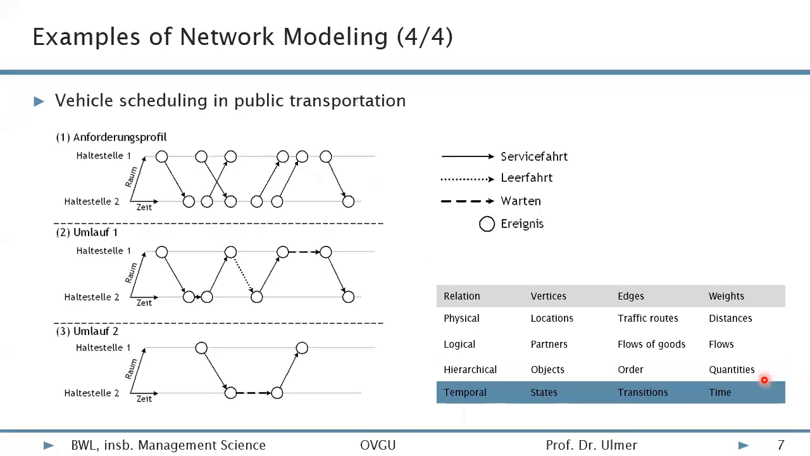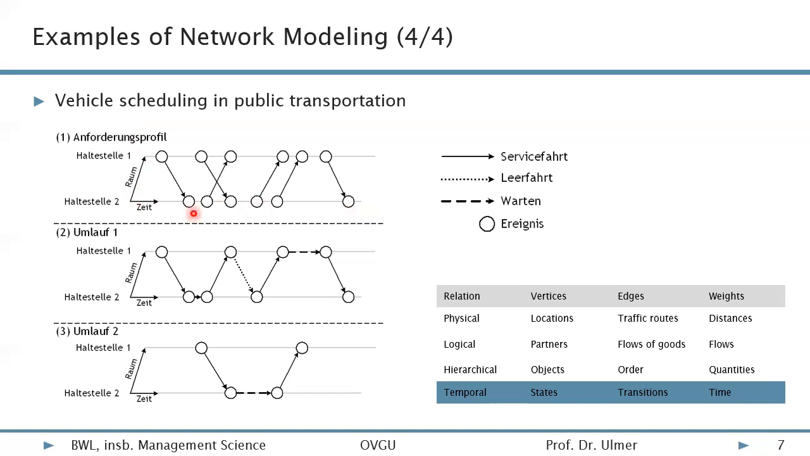And one more complicated example is this one, and here you learn a little bit of German on this slide, but not that much, so we will survive. And this is vehicle scheduling in public transportation. So what we have here is a so-called time-expanded network. We only have two stops, stop 1 and stop 2. And here we have some demand profile for public transport. And here, this is the time of day.